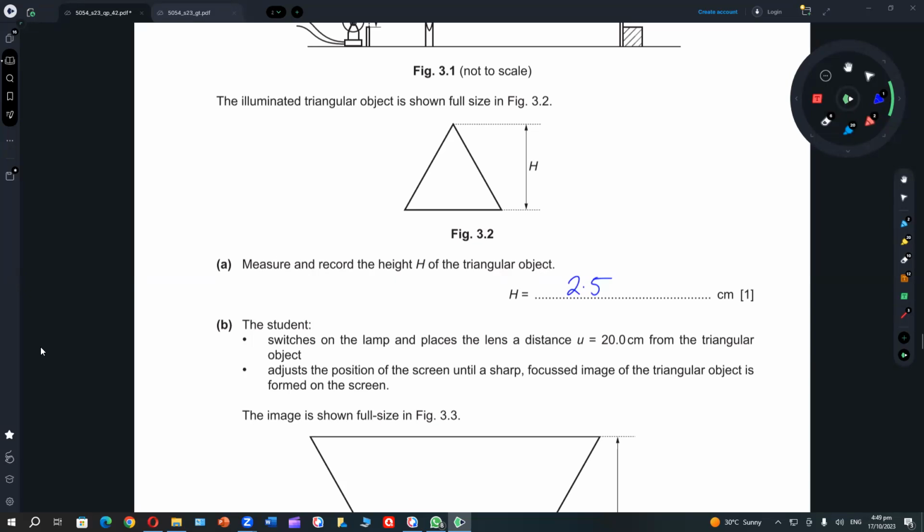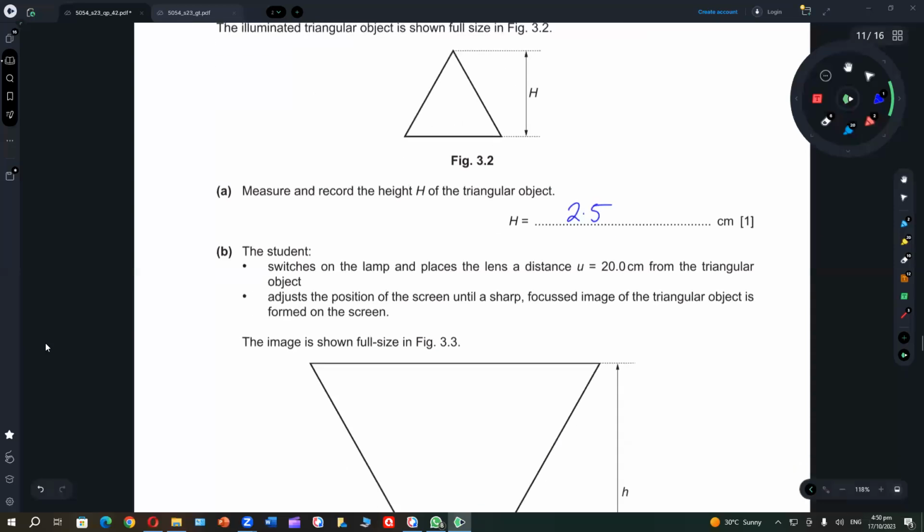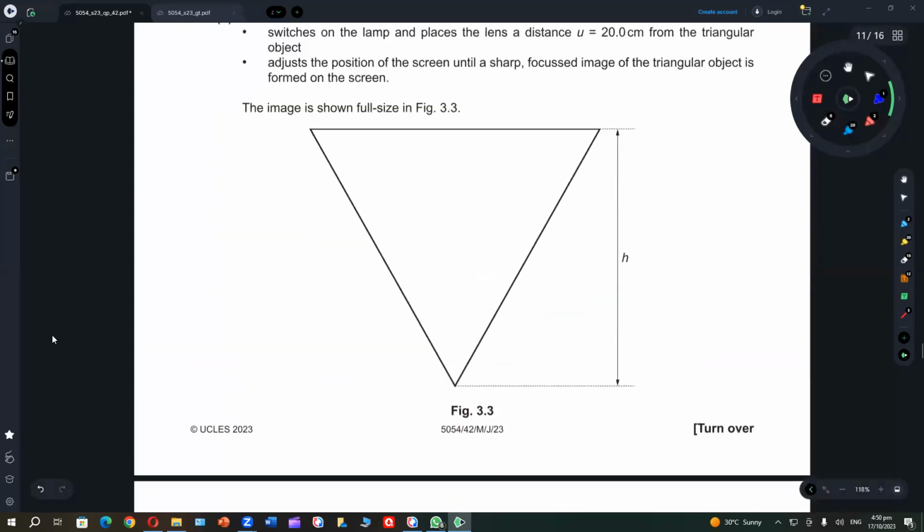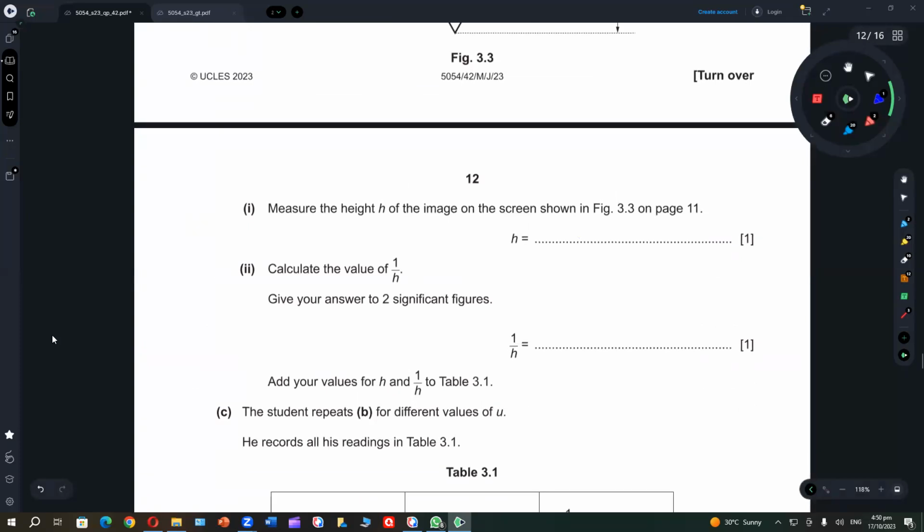Right. Then proceed forward. The student switches on the lamp and places the lens a distance u of 20 from the triangular object. Adjust the position of the screen until a sharp focused image of the triangular object is formed. It's a full size again. Now measure this. 7.4.